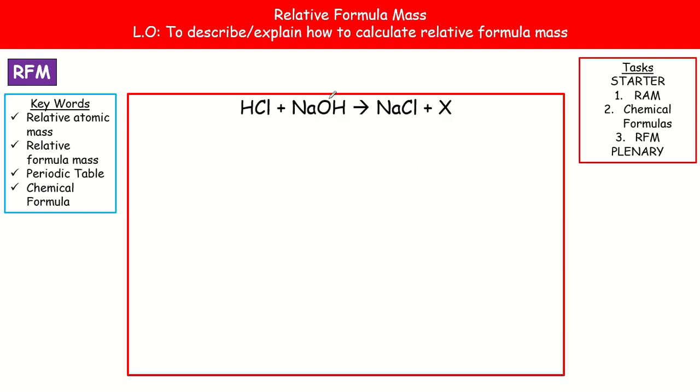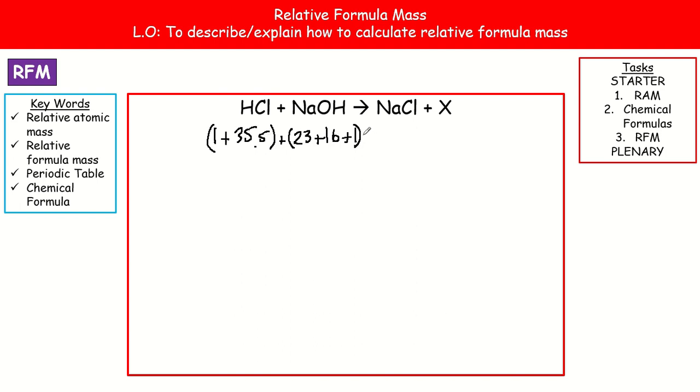So what we've got is our equation, but you can see we've got an unknown chemical. We've got X. So they could ask us to actually work out the relative formula mass of X. So we do this in exactly the same way. We look at our periodic table, and for our acid first of all, hydrogen has a mass of 1 on the periodic table, and our chlorine is going to be 35.5. Then we've got our sodium, which is 23. We've got 1 oxygen and 1 hydrogen.